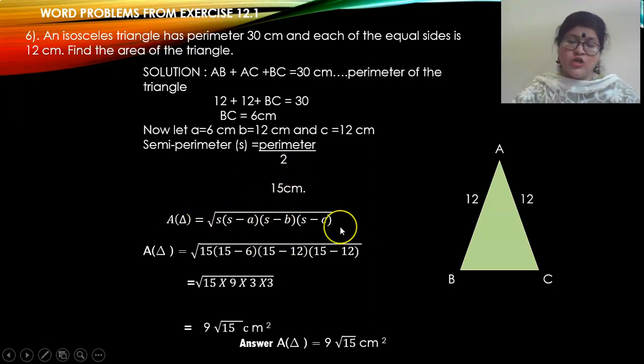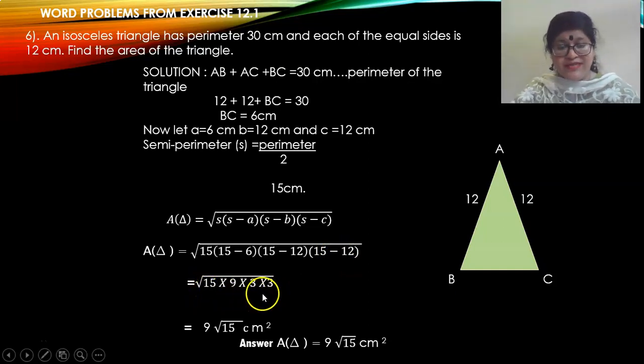Then we apply Heron's formula. You're aware of the formula. Substitute the values in this formula. So 15, 15 minus 6, 15 minus 12 and 15 minus 12. So this is what you get. And I have mentioned this earlier, you are not going to multiply these numbers because then calculation becomes a little cumbersome.